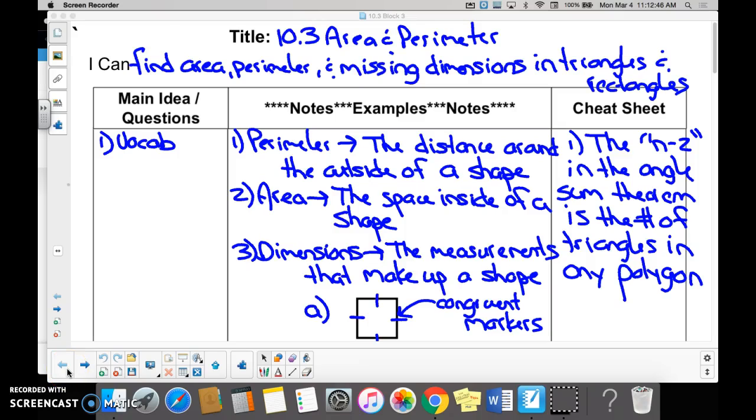10.3 area and perimeter. I can find area and perimeter and missing dimensions in triangles and rectangles. Excellent. So we did all of this. The only thing we really did do is the missing dimensions in triangles, right? Yep. Okay, but I'll leave that for you guys because you use your algebra, your guess and check to solve that. All right, vocab. 7 vocab words.